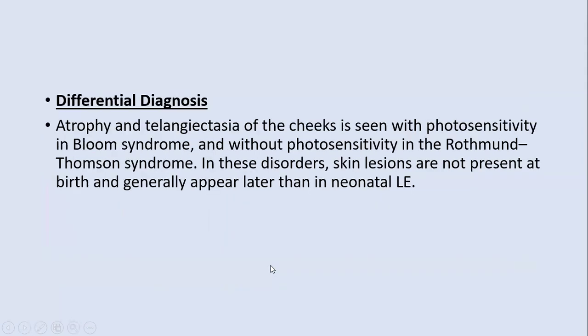Differential diagnosis. The atrophy and telangiectasia of the cheek is seen with photosensitivity disorders like Bloom syndrome and Rothmund-Thomson syndrome. In these disorders, skin lesions are not present at birth and generally appear later than in neonatal LE.